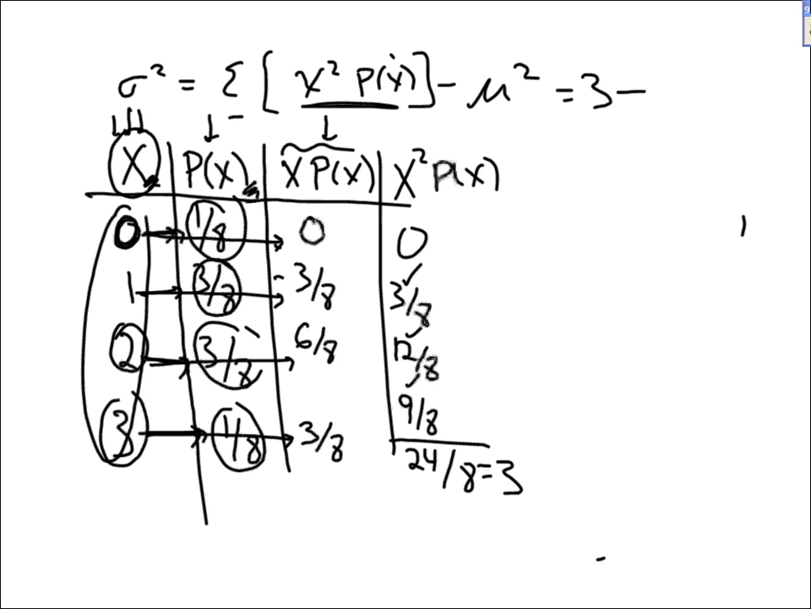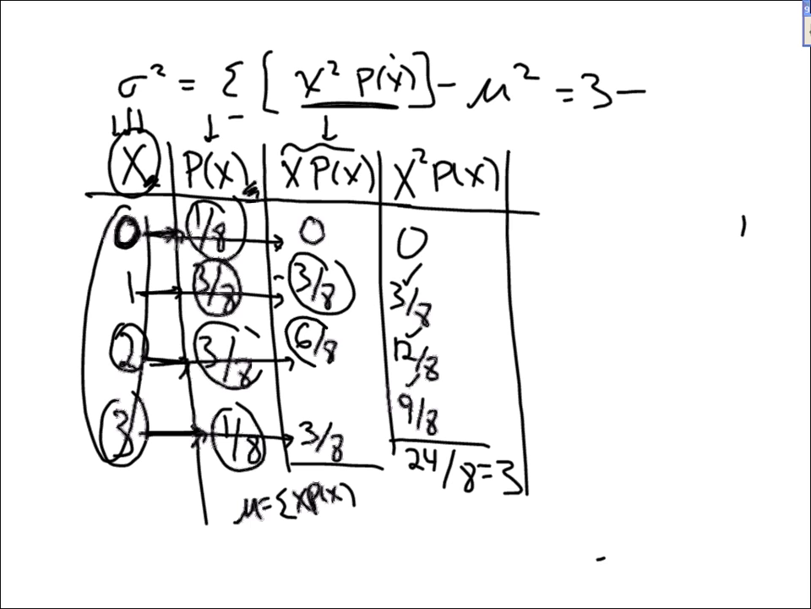Now, of course, we're not going to do it two ways. We've done it here two ways, but on a homework assignment or on an exam, unless otherwise stated, you're not going to do it two different ways. That is, we don't have mu. But wait a minute. Yes, we do. Mu is the summation of x times p of x. Oh, we have that column.